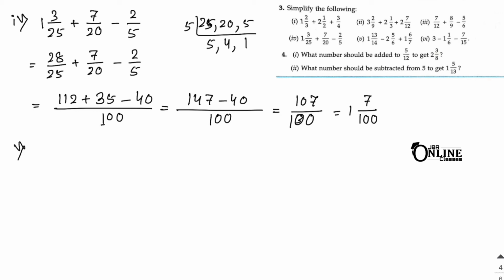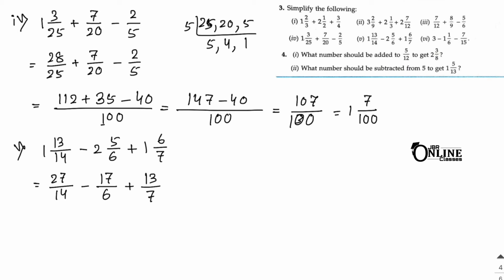Now sum number 5. Here 1 whole 13 by 14, 2 whole 5 by 6, 1 whole 6 by 7. That one equals 27 by 14, here 17 by 6 and here 13 by 7. So first you have to find out the LCM of 14, 6 and 7.